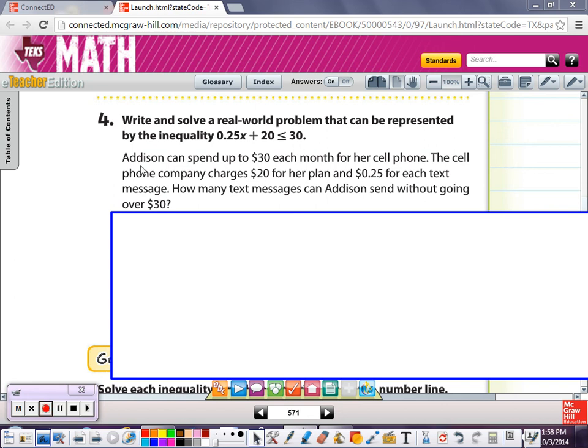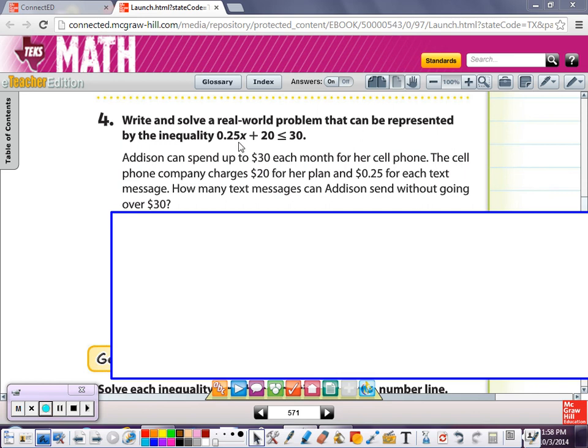So here's the story they came up with. Addison can spend up to $30 each month. That means they can spend exactly 30, which is the equal sign, or they can spend less than 30, which is this symbol right there, for her cell phone. The cell phone company charges $20 for her plan and 25 cents for each text message. How many text messages can Addison send without going over 30 bucks?